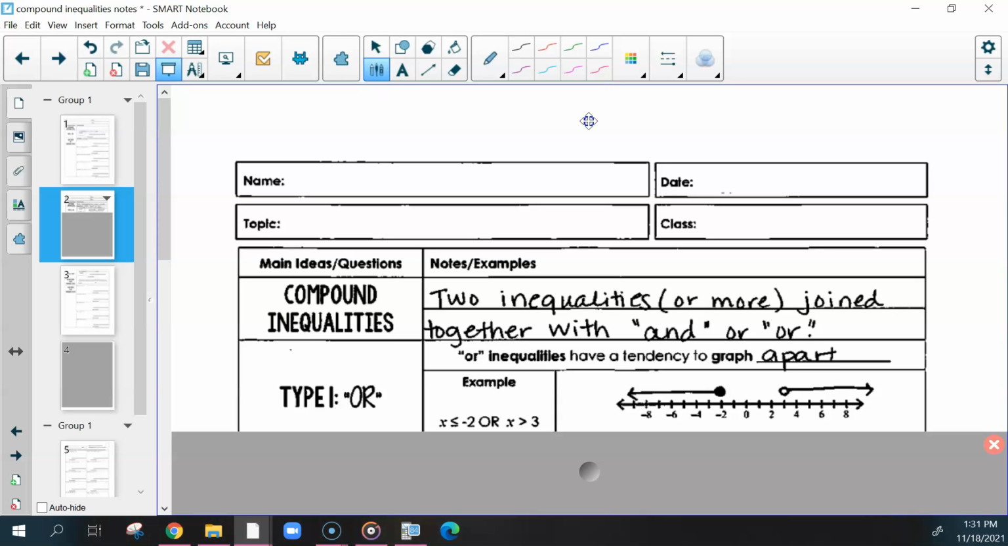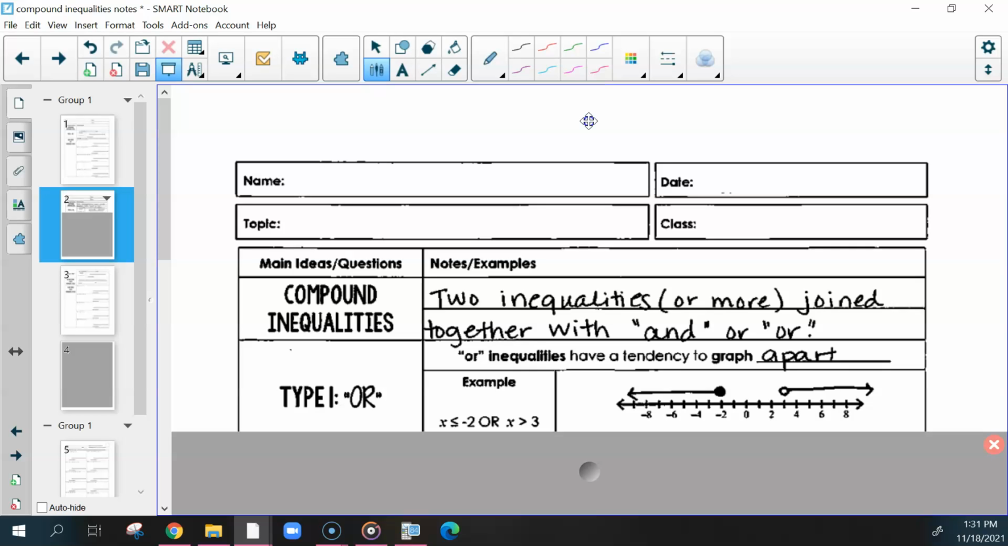In that case, we would put a dot at -2, closed circle. Everything less than -2 would be an arrow to the left. X is greater than 3 would be an open circle at 3. And because it's everything greater than 3, we would start there and draw an arrow to the right. So they kind of are graphed apart from each other.